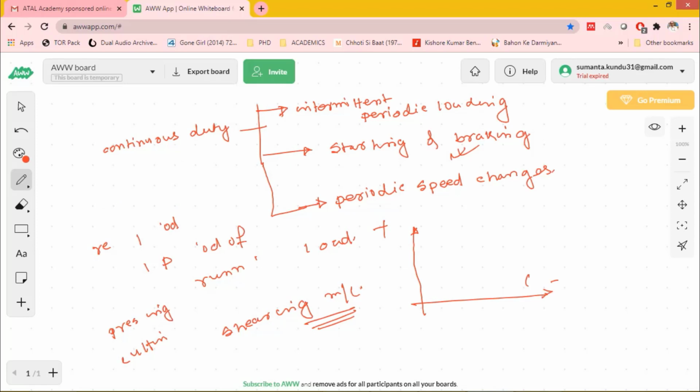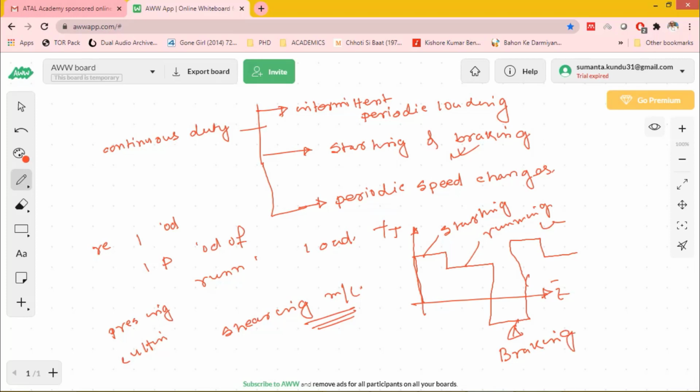So torque versus time. There is a starting period, so there is a starting torque. Now there is a running torque. Now there is a braking torque and no rest period. Again the starting torque, then running torque and so on. So there is a starting period, a running period, a braking period, but there is no rest period. That's why it is continuous duty with starting and braking. A blooming mill is an example.